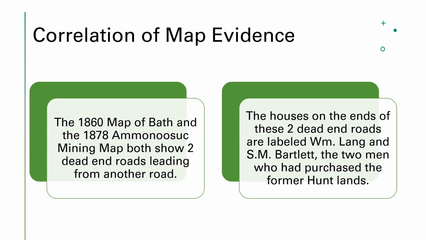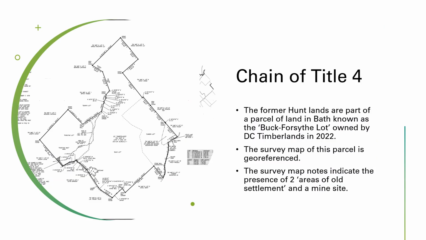confirm that. So correlating the maps shows that both have the two dead-end roads. The houses are labeled William Lang and Samuel Bartlett, so this is looking like where the Hunt lands were.